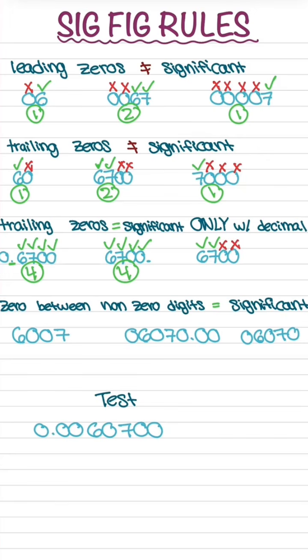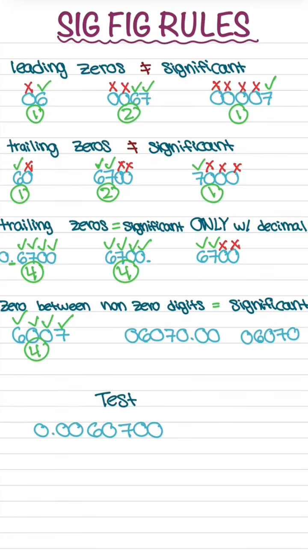Now we have rule number 4, which is nonzero, I mean zeros between non-zero digits are significant. So we have 6 over here, obviously significant, 7 significant. Usually zeros are not significant, but since this is between non-zero digits, it will be. So 4 sig figs total.